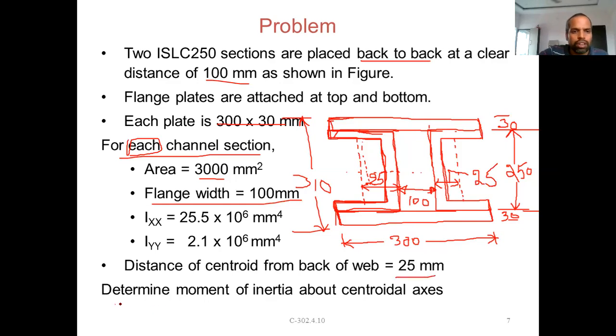What we have to do? We have to calculate the centroid axis. Now we have to calculate the centroids. How to calculate centroids? Just think about it for a minute. Is there any axis of symmetry? If it is symmetric, about which axis is it symmetric? About x-axis or y-axis? Just observe the figure and see about which axis it is symmetric.